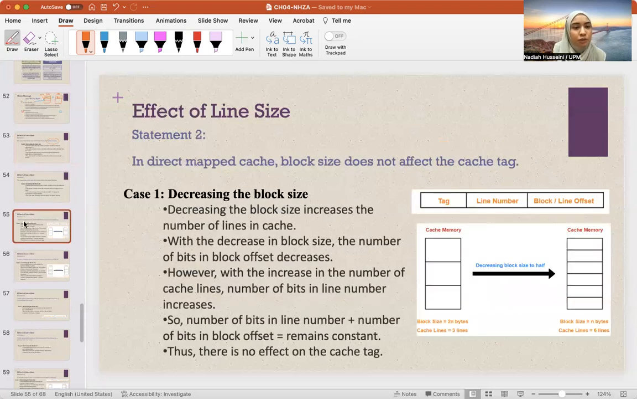And then statement number 2, in direct map cache, block size does not affect the cache tag. And there is an explanation on why the cache tag is not affected if your block size changes. You can increase, you can decrease the block size, but your cache tag will not change. Why? So there is this explanation over here.